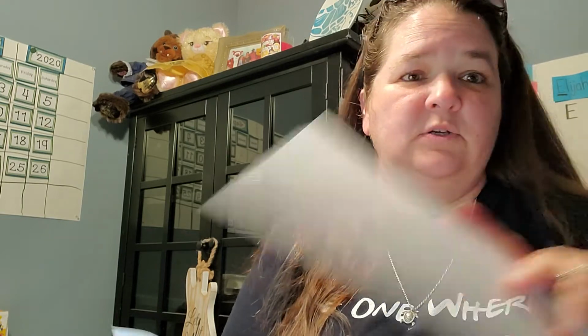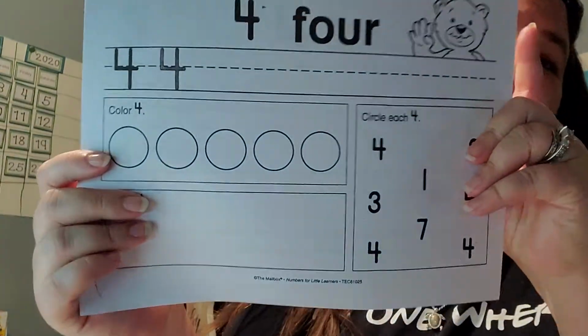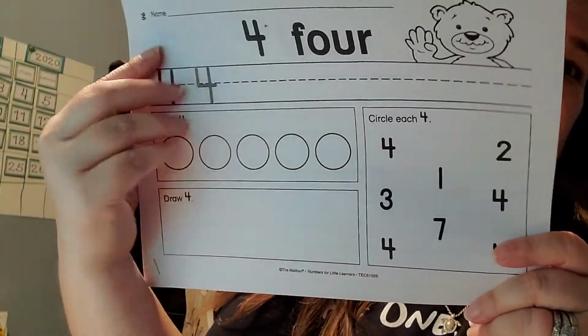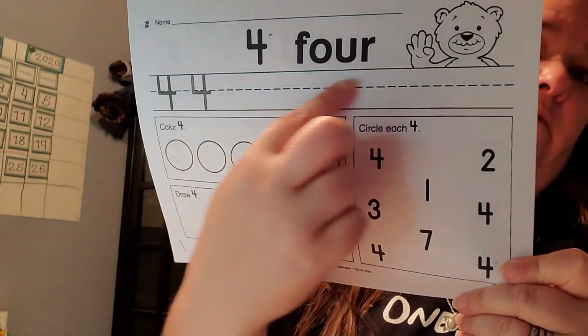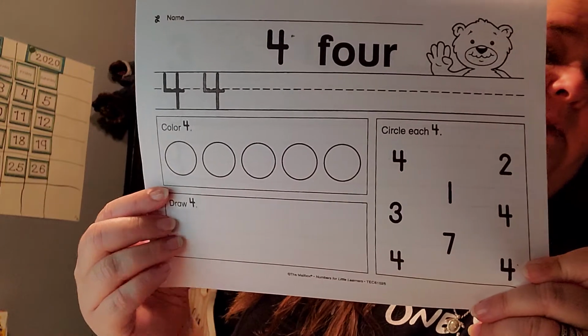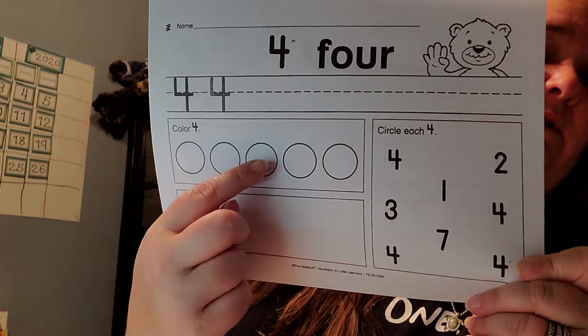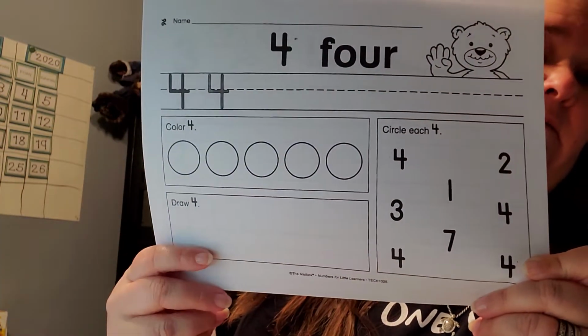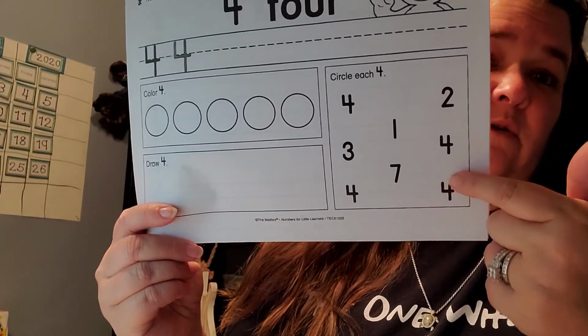So today for math, I'll also play the learning video from our friend that you can watch after this, before you finish your work. You've got 3 papers to do for math today, okay? You're going to practice writing your number 4. Then you're going to color 4 circles, count and color. Then you're going to circle all the number 4s.